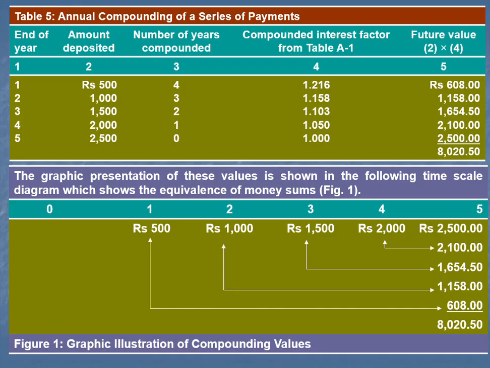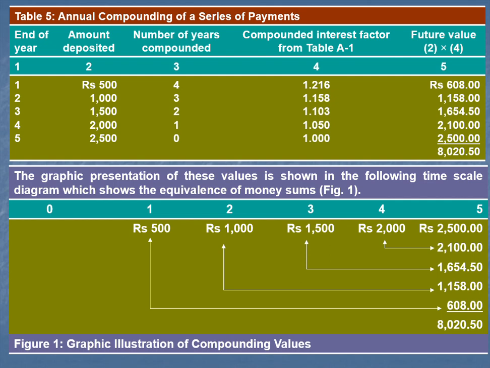Then again, we are able to calculate annual compounding of a series of payments, because first year, second year, third year, fourth year, the deposit will be 500, 1000, 1500. This is an unequal amount. And the years compounded will be 4, 3, 2, 1, and the present year will be 0. So again the rate of interest we will multiply, and we will get the amount, that is the future value and total amount. The same thing we are able to do in the graphic representation also.